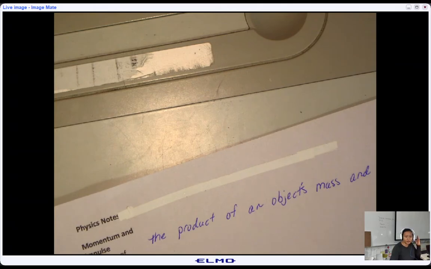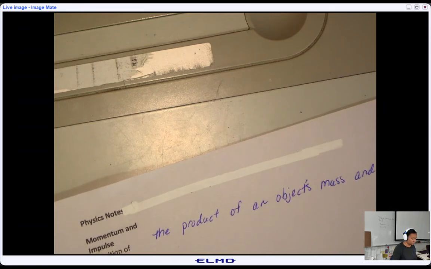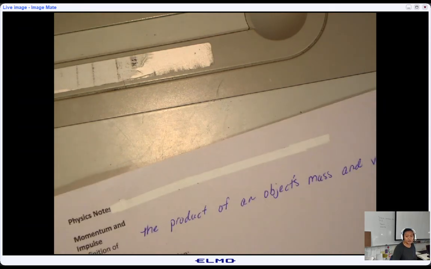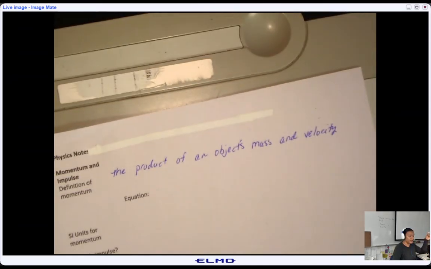What do we mean by product? You can go ahead and type your answer in the chat. What do we mean by product? The product of an object's mass and velocity. Okay, so product means you are multiplying. You multiply, all right? Product is multiply.